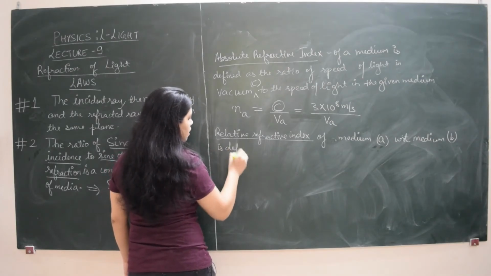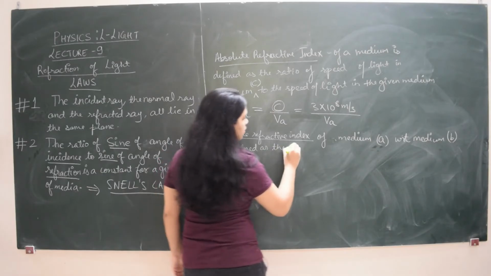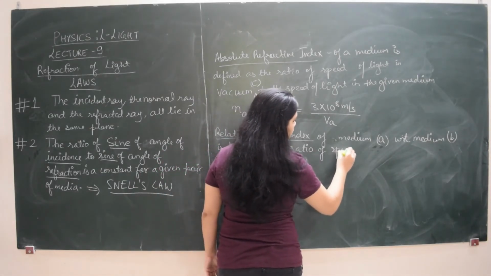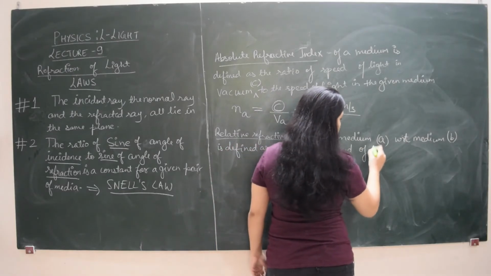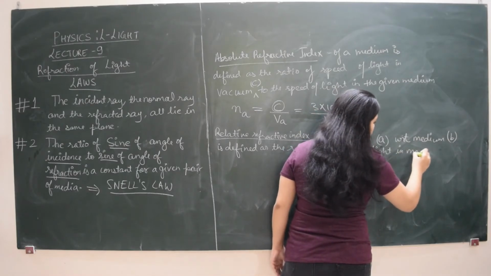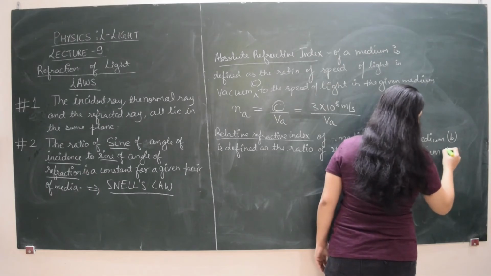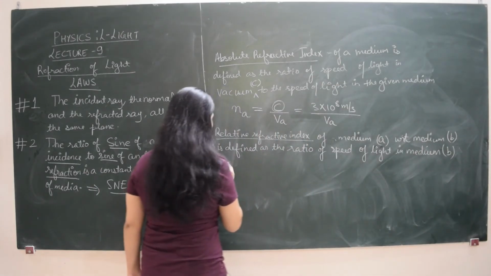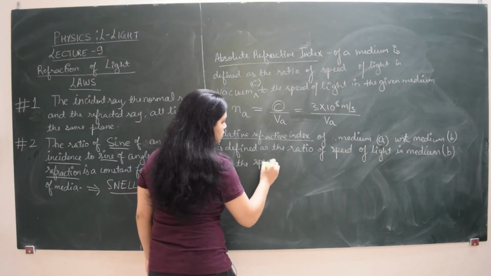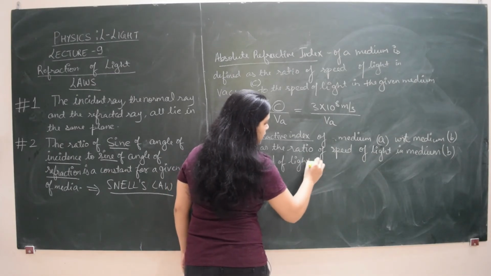It is defined as the ratio of speed of light in medium B to the speed of light in medium A.